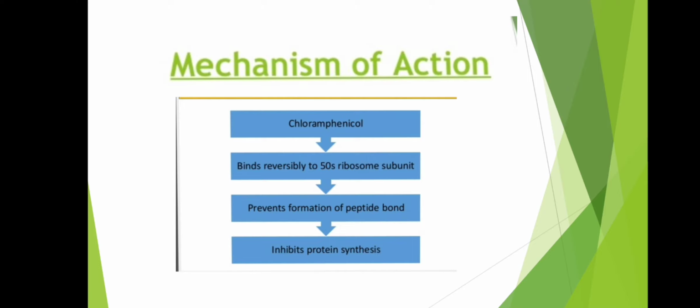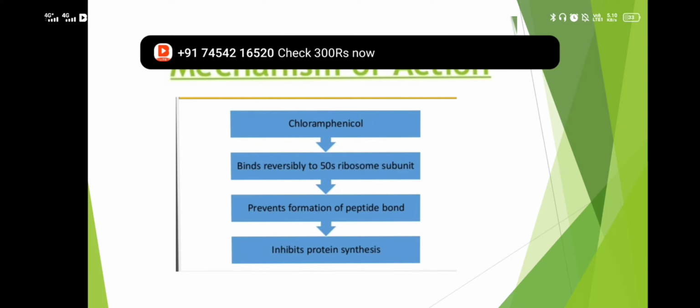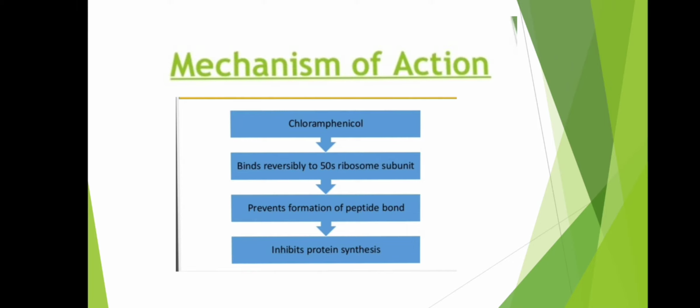The bond between the amino acids going inside the particular ribosome is the peptide bond. So it will prevent the formation of that particular bond, and by this it will inhibit protein synthesis. So we'll see a video through which we'll understand this very nicely. A small video is there, you can see it.